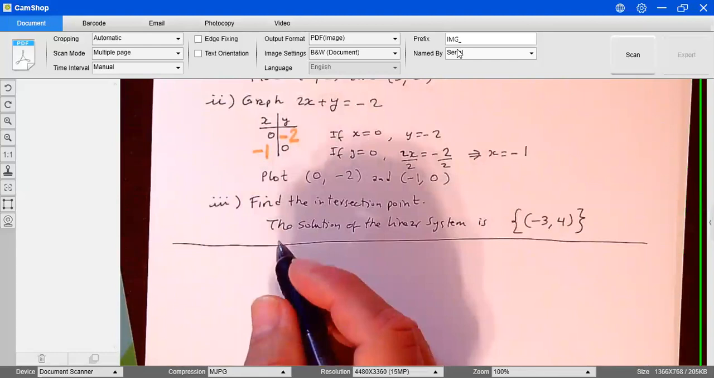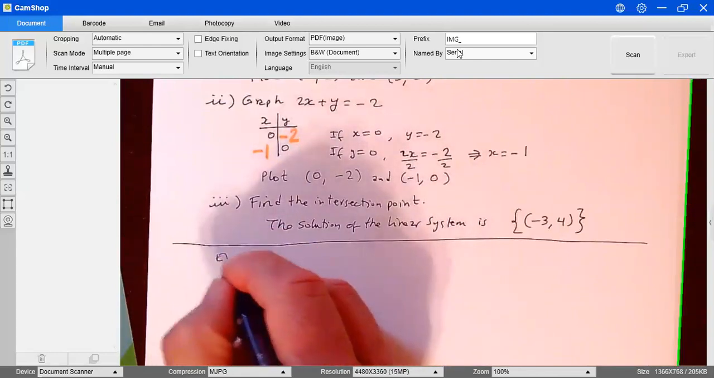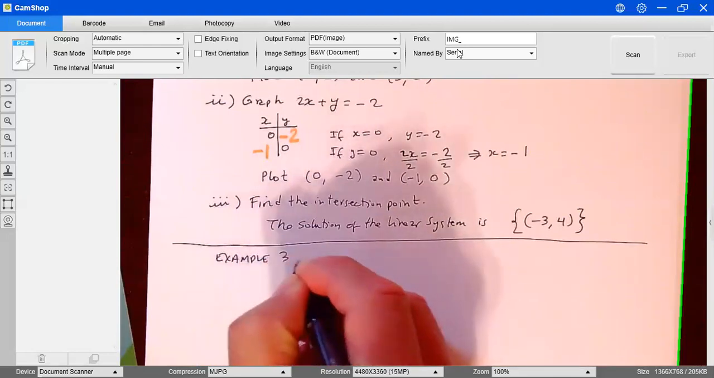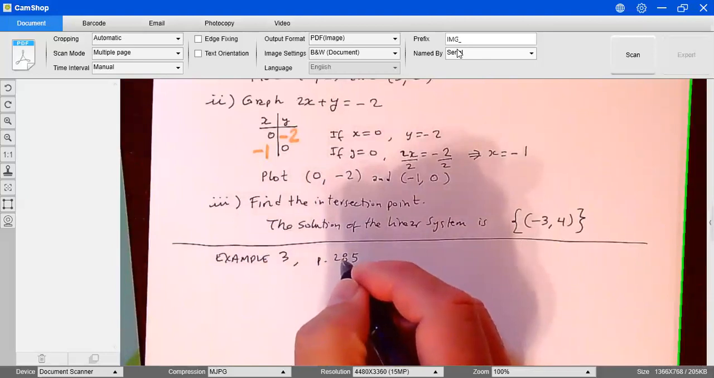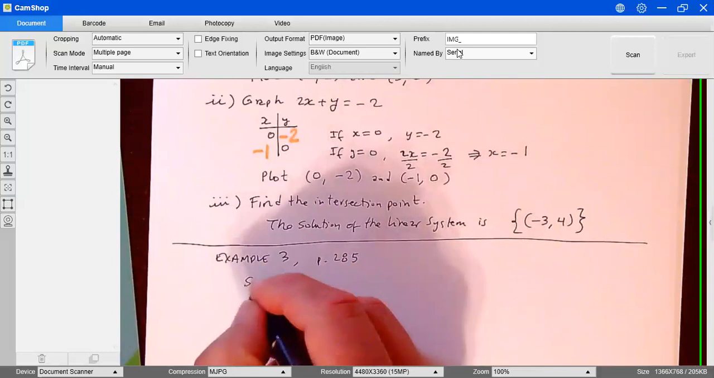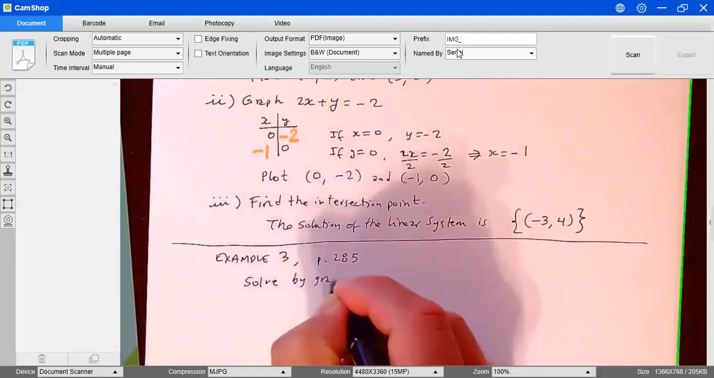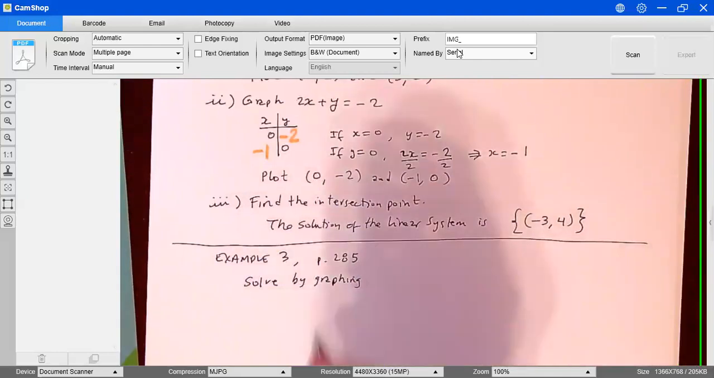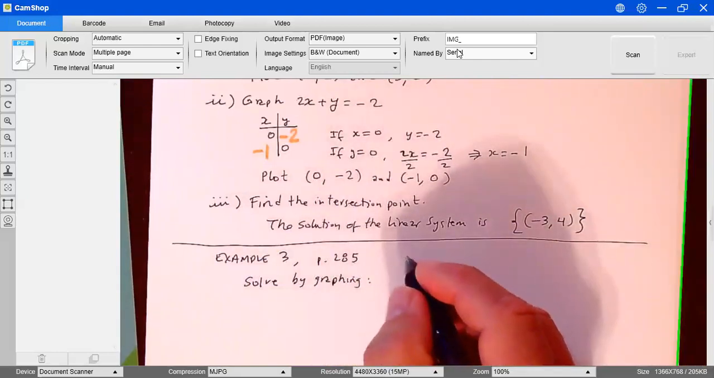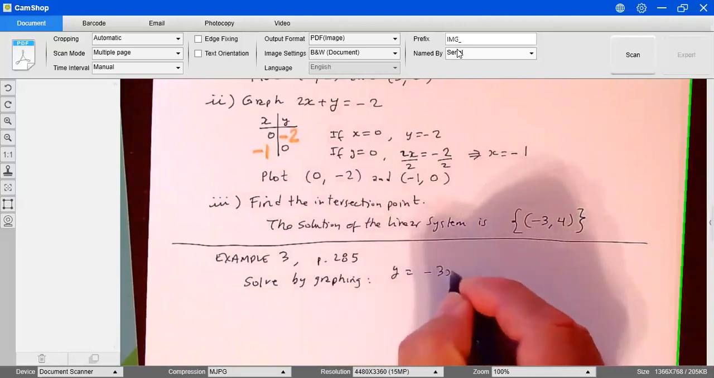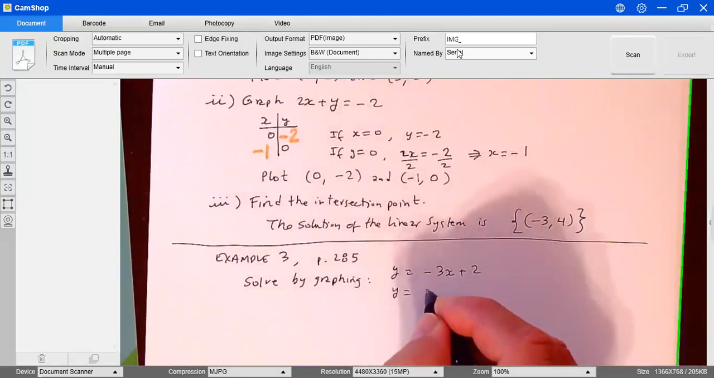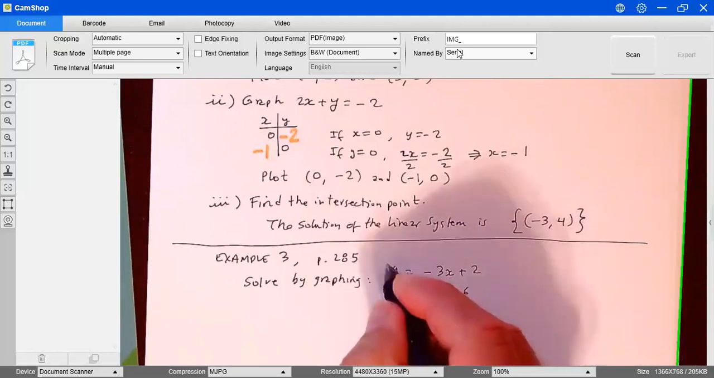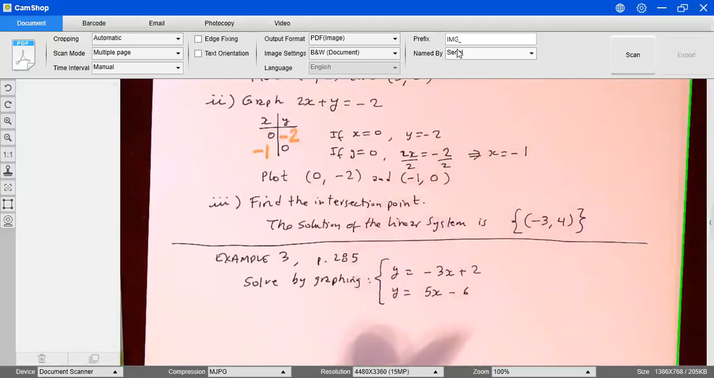Now we're gonna work another example. So we're gonna work now example 3. Example 3 is on page 285. So we're gonna solve by graphing. We're gonna solve the following system. So y equals -3x plus 2 and y equals 5x minus 6.